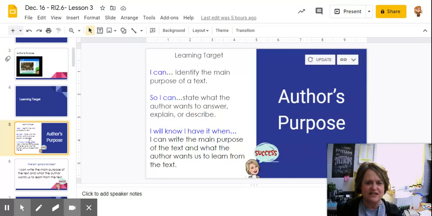Today, our learning target says, I can identify the main purpose of the text. Why did the author write the story? So I can state what the author wants to answer, explain, or describe. I will know I have it when I can write the main purpose of the text and what the author wants us to learn from the text.